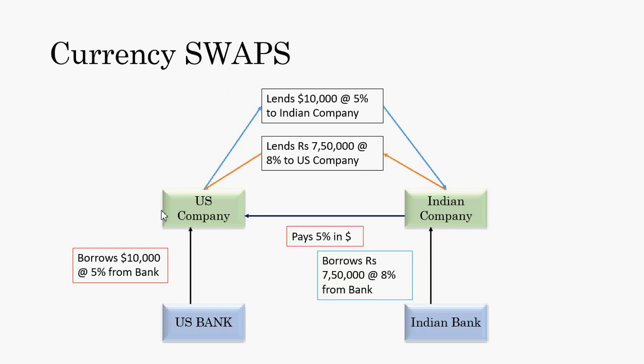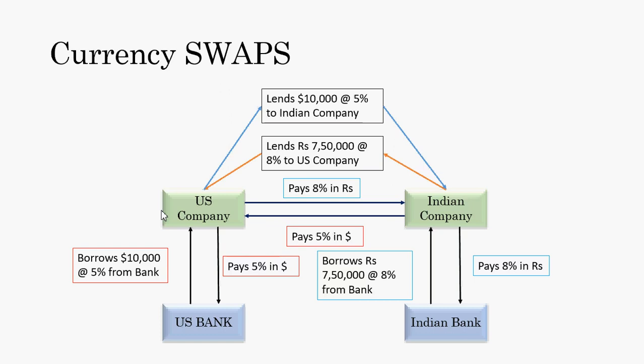Okay, now the Indian company pays the 5% interest in terms of dollars to the US company, and the US company is going to pay 8% interest in terms of rupees to the Indian company. The US company receiving this 5% will in turn pay the US bank the 5% interest for the $10,000, and also the Indian company, when it receives the 8% from the US company in terms of rupees, will use that to repay the interest on the 7,50,000 rupees that it has borrowed from the Indian bank.